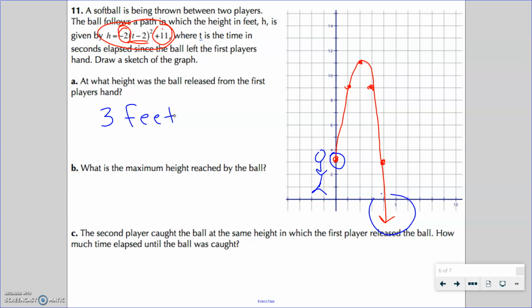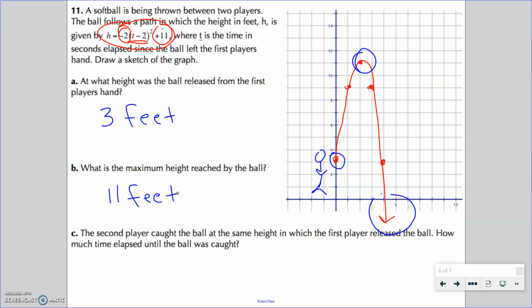What is the maximum height reached by the ball? So we're talking about the vertex, right? So the maximum height is 11 feet. Now be careful because sometimes I'll ask how many seconds went by for the ball to reach its maximum height. Then your answer would be 2 seconds, right? So be careful with what questions are asking you and don't always assume it's just the vertex, okay?